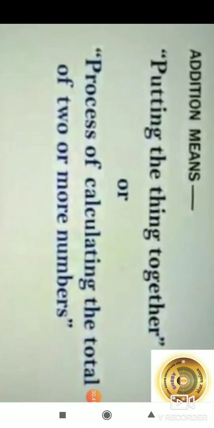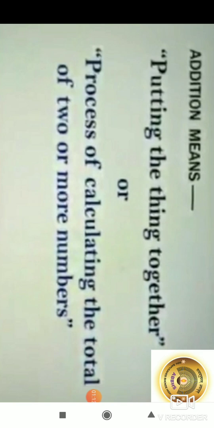So, addition means putting things together. When we put two or more things together, this process is known as addition. Or we can say it is the process of calculating the total of two or more numbers.